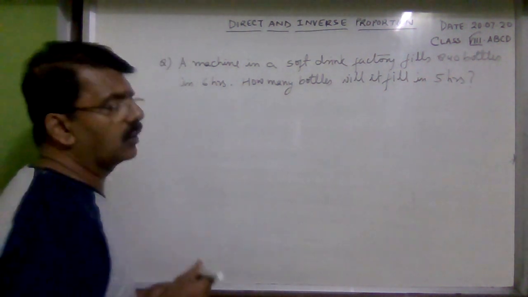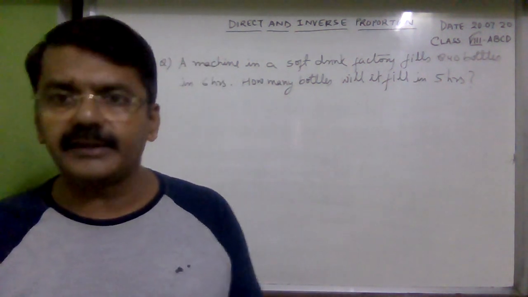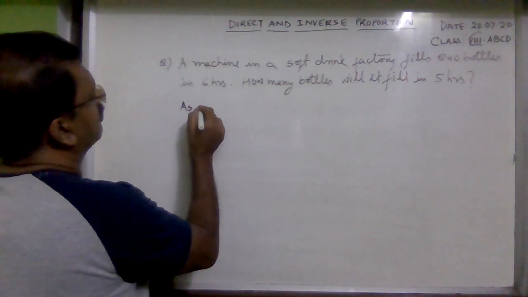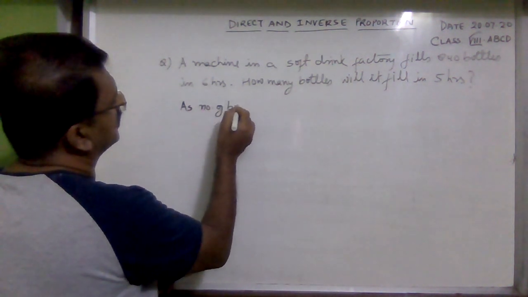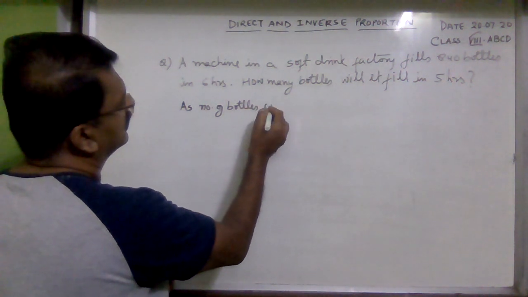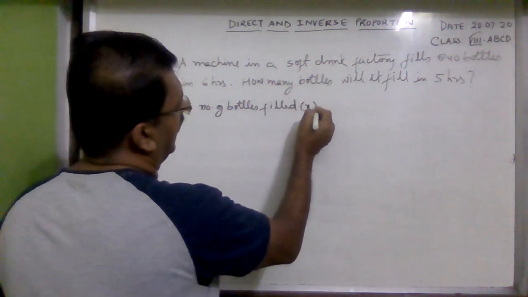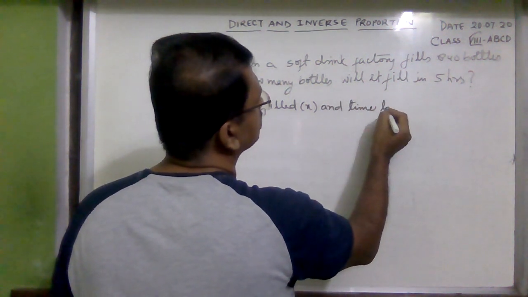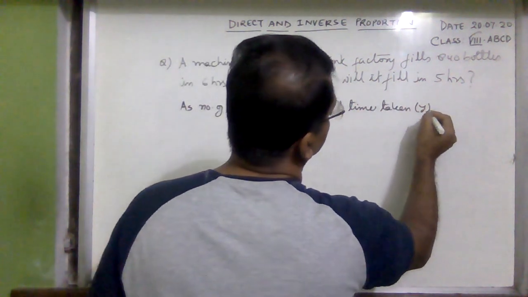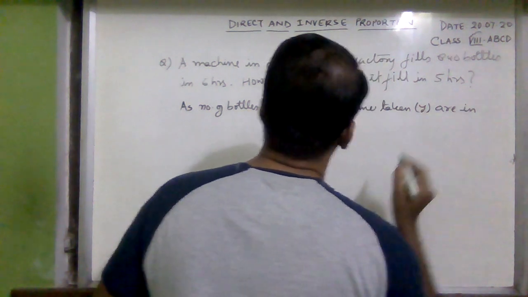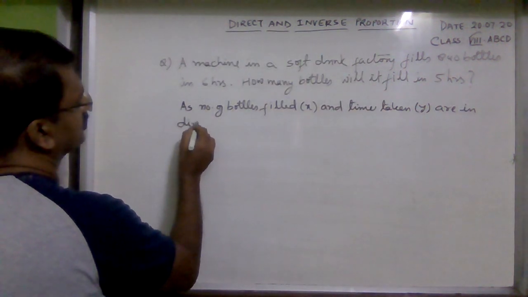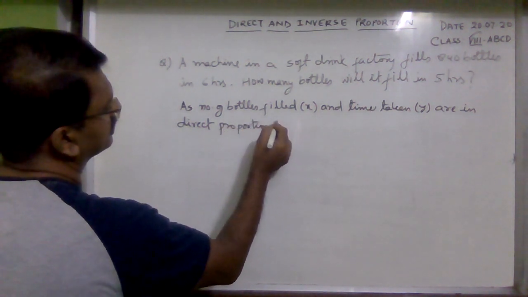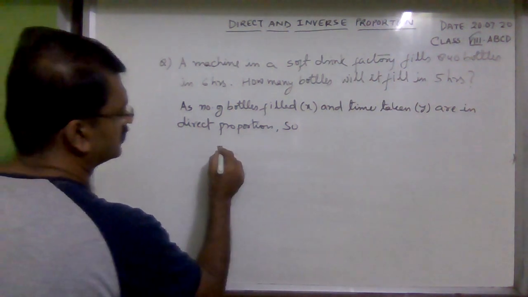So the two quantities here are in direct proportion. As the number of bottles filled and the time taken are in direct proportion.